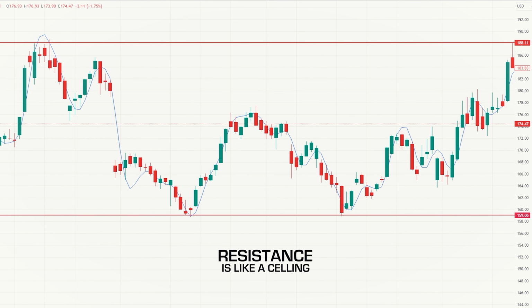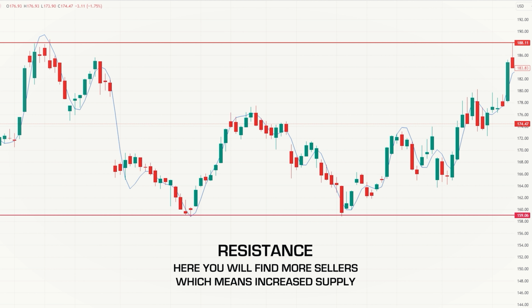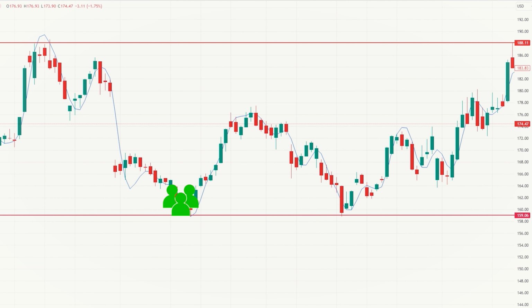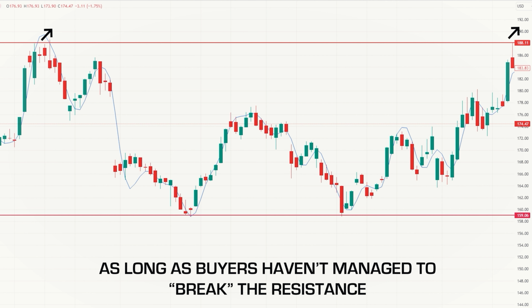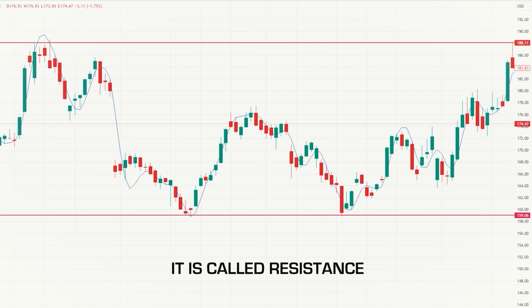Resistance, on the other hand, is like a ceiling. This is where you can find more sellers, which means increased supply, which makes it difficult for buyers to push the price above and can stop an uptrend from going upwards. Hence, it's called resistance. It's like the ceiling, basically.